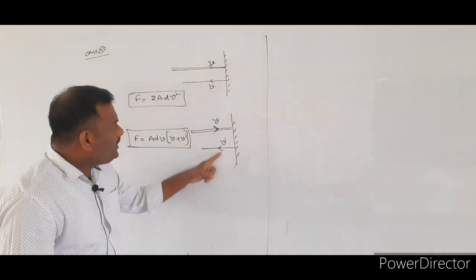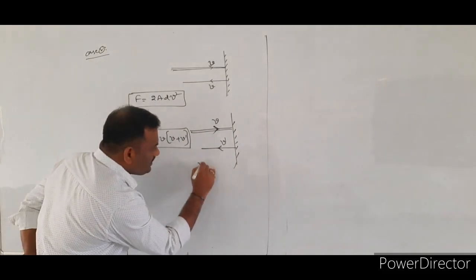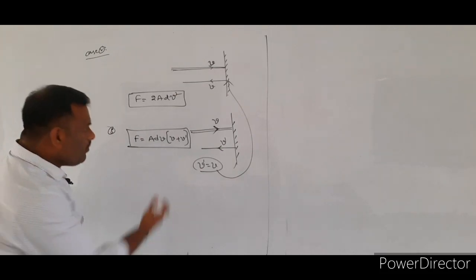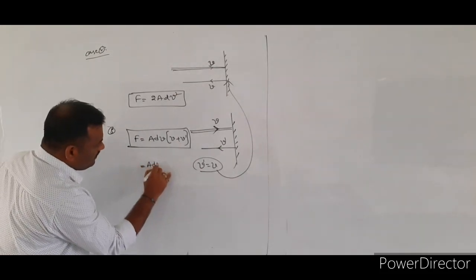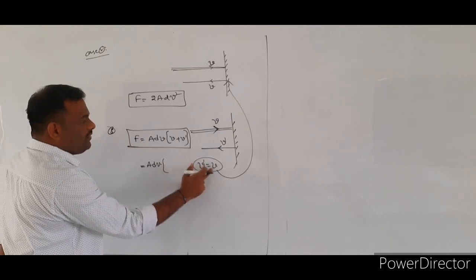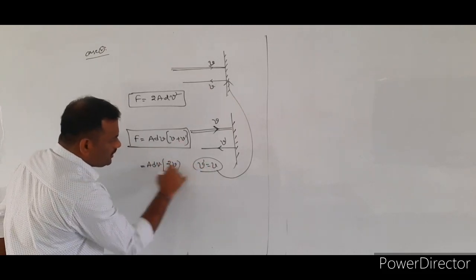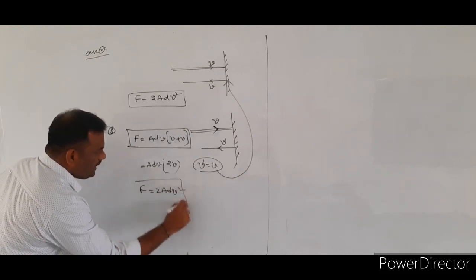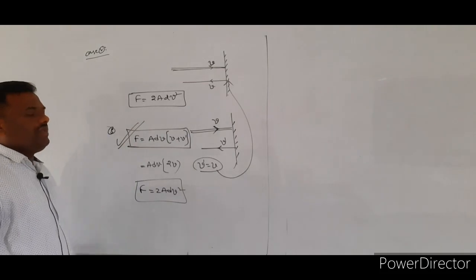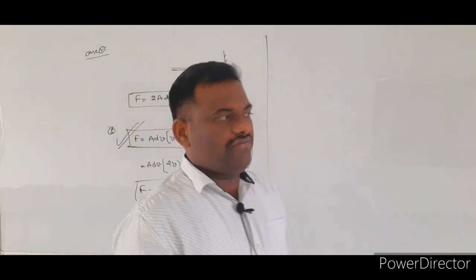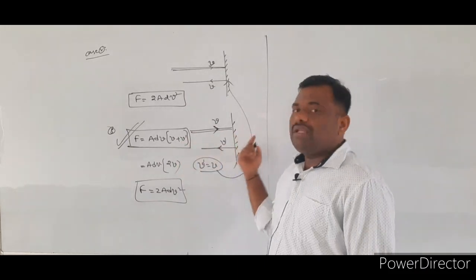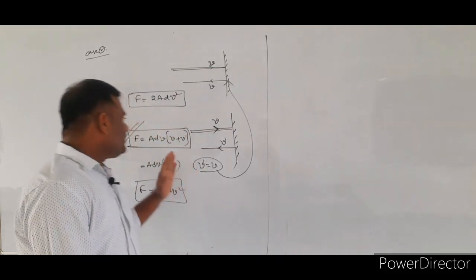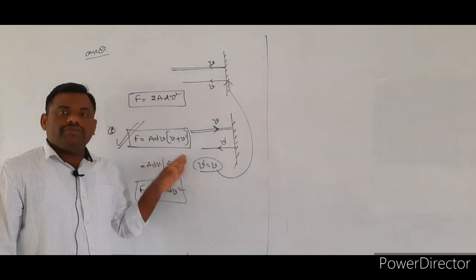Suppose the V dash value is equal to V. That means this is the second case. Once again we check AdV into, if V dash is equal to V, this value is equal to what? 2V. So what we get as the result is AdV square. That means this formula is verified. Whenever the striking speed is different and the rebounding speed is different, the force exerted by the water jet is equal to AdV into V plus V dash.